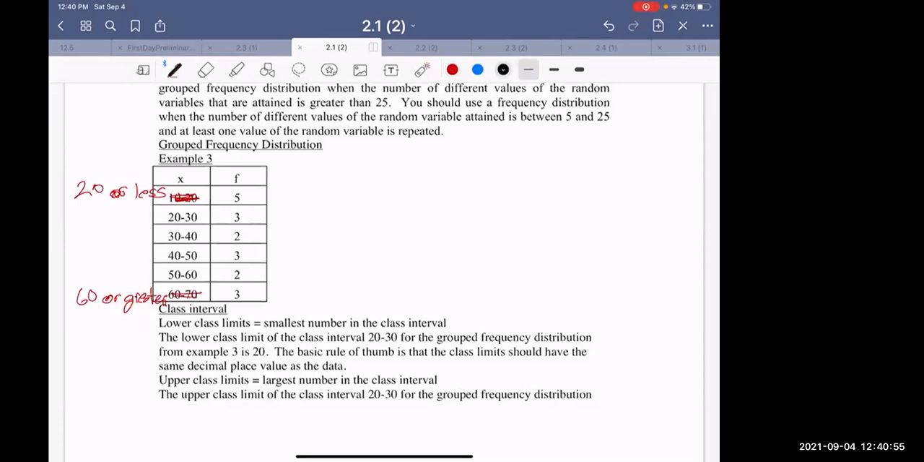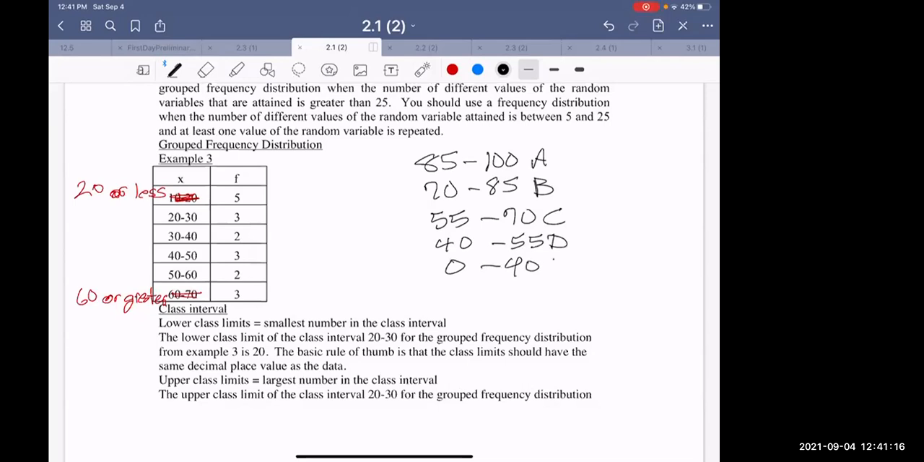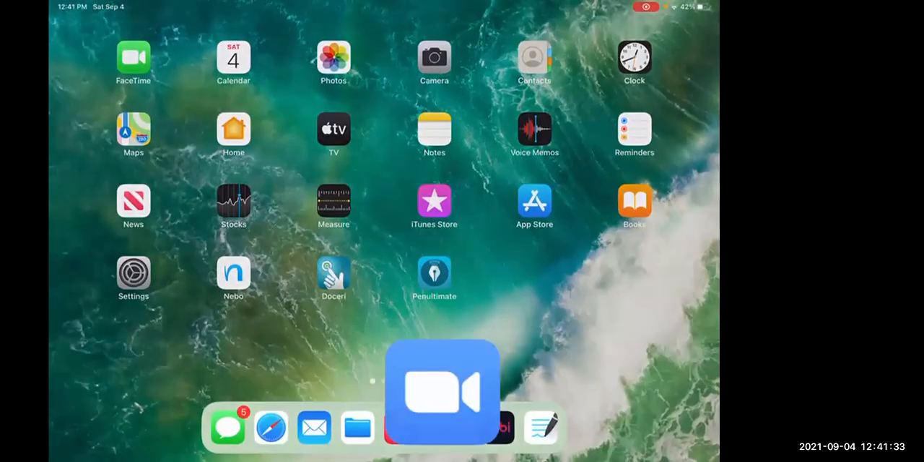So what did I say before? 85 to 100 is an A. 70 to 85 is a B. 55 to 70 is a C. 40 to 55 is a D. And 0 to 40 was an F. So I'll ask you, I got an 85. What grade do I get? Well, let's see what people say. If I got an 85, what do I get?